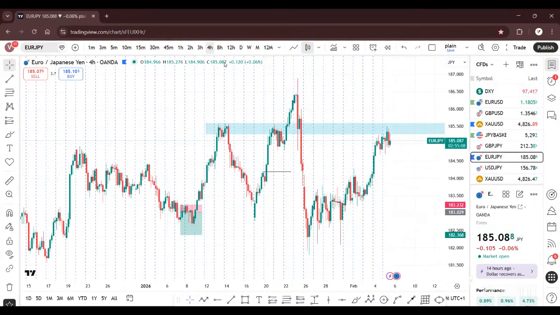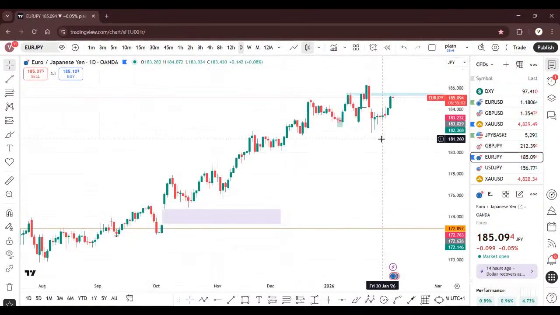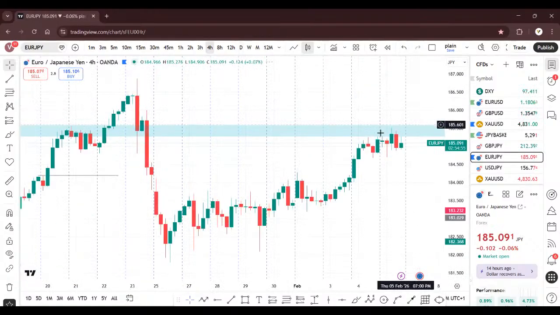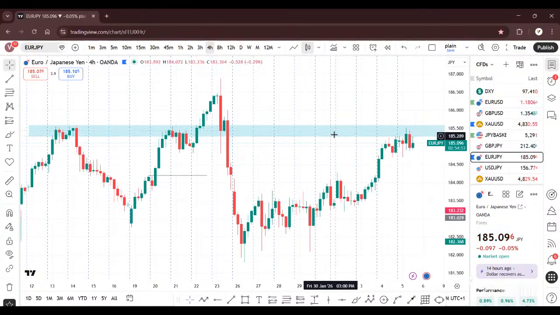This is my analysis on the higher time frame, on the 4-hour time frame, and on the daily. On the daily, you can see where price got to right around this bearish order block here on the daily time frame and this left shoulder. On the 4-hour time frame, price got to the same level.